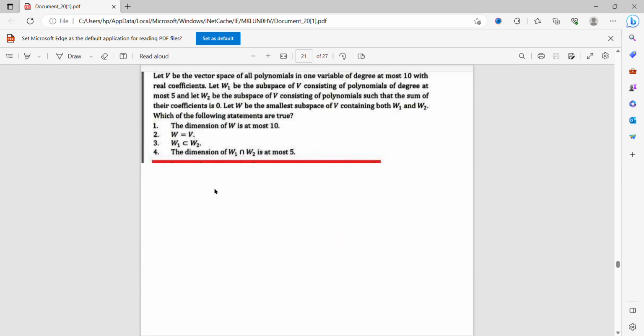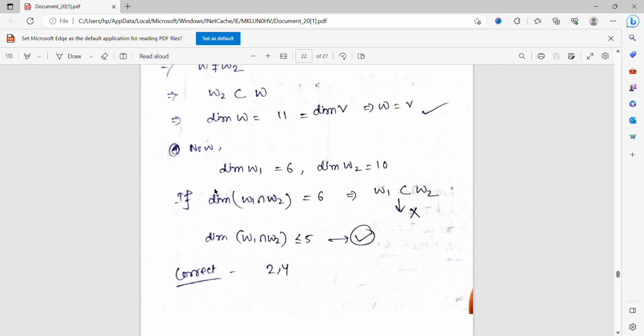Now what about fourth one? It is given the dimension of W1 intersection W2 is at most 5. So I have dimension of W1 is 6. Dimension of W2 is 10. Then W1 intersection W2 is a subspace of W1 and W2 both. So dimension of W1 intersection W2 is definitely less than or equal to 6.